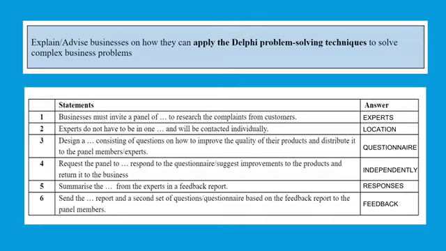Then number 3, design a questionnaire consisting of questions on how to improve the quality of their products and distribute it to the panel of experts, or the members that are participating in the Delphi technique as your experts. Request the panel to independently respond to the questionnaires and suggest improvements to the product and return it to the business. Summarize the responses from the experts in a feedback report, and then send the feedback report and a second set of questionnaires to the experts, so that they can continue that process again, so they can get more feedback, and eventually you're able to solve the problem.